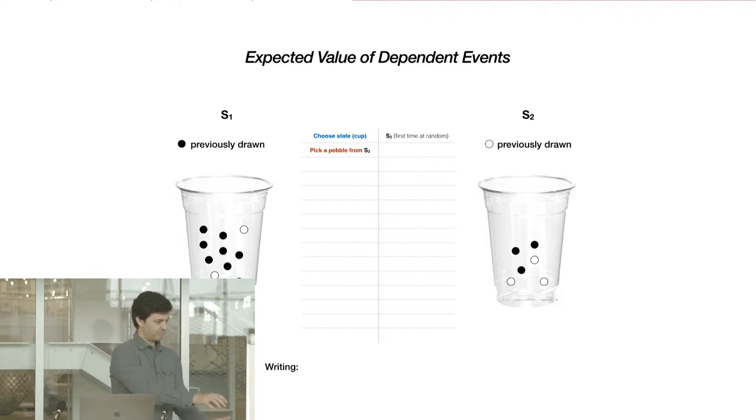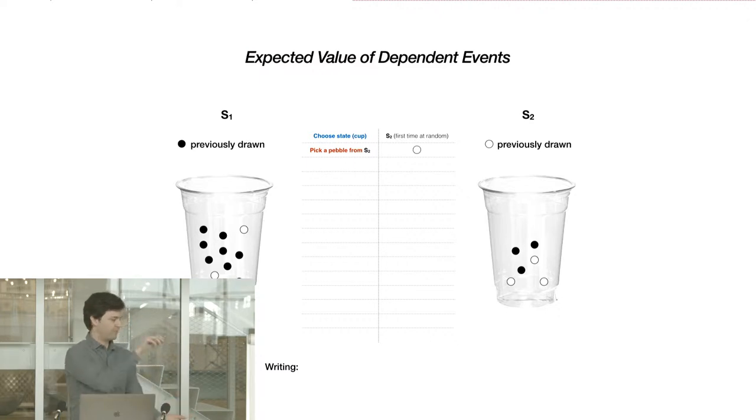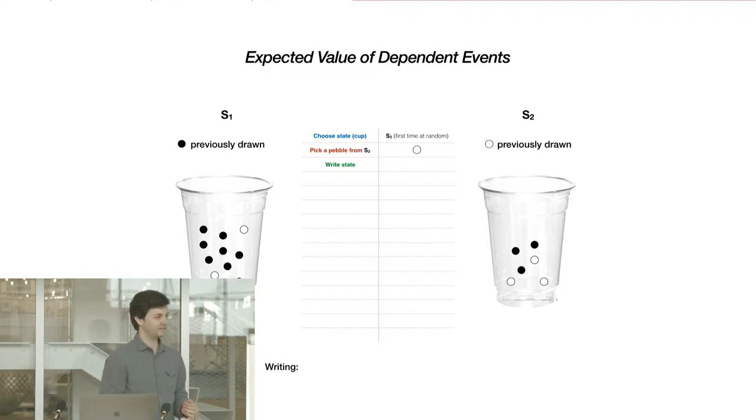I'm looking at the container S2, and I'm picking one pebble from it randomly. Let's say I pick up white. Now we need to write down what we picked. We do not write down that we have picked the white pebble. Instead, we try to write the state which corresponds to what we have drawn. State one says black previously drawn, and state two says white previously drawn.